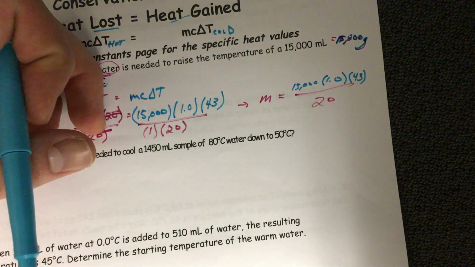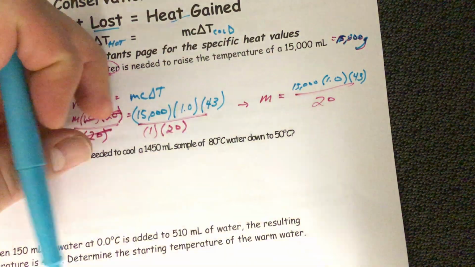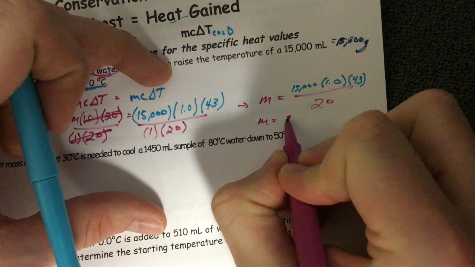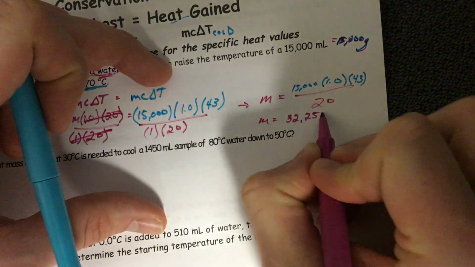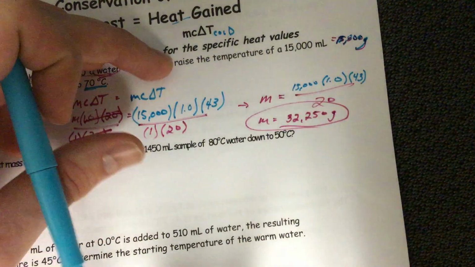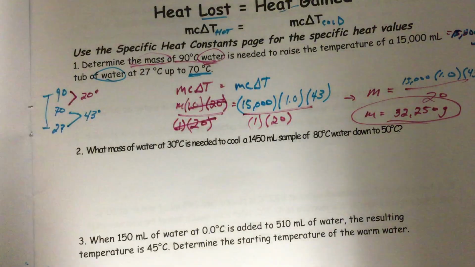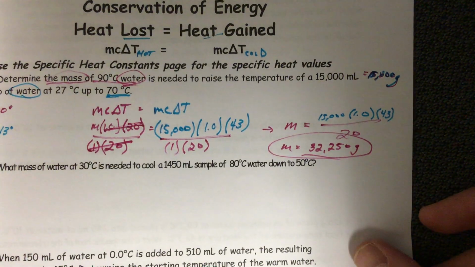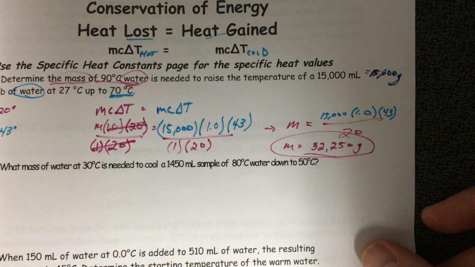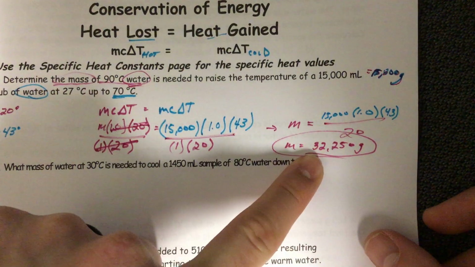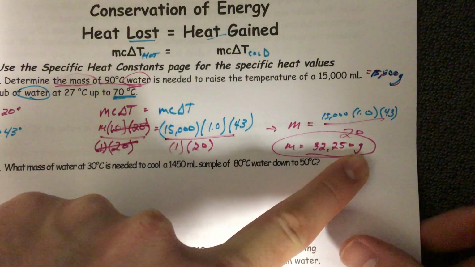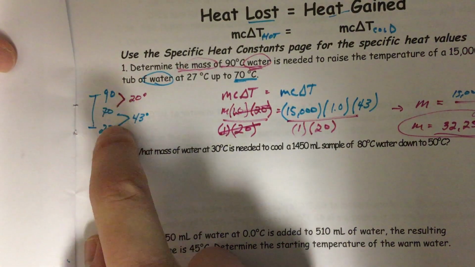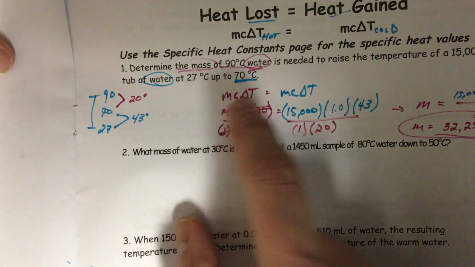So when we do that, you plug it into the calculator, and the mass of this hot substance is 32,250 grams of water. The main idea behind what we're trying to figure out is that in science, in general, when we're looking at the energy that's lost by one substance, we're going to see that it's gained by the other. So in this case, we see 32,250 grams of water was needed to see this temperature change. Again, heat lost equals heat gained.